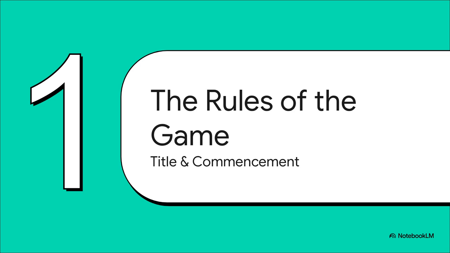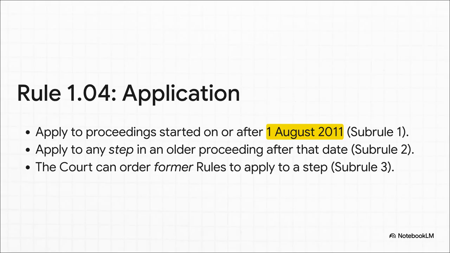And that leads us straight into how these rules actually apply. So let's talk about Rule 1.04. This is a big one. It's all about when these rules apply. Now, Subrule 1 is easy. If your case started on or after August 1st, 2011, you're using these rules. No problem. But hang on, Subrule 2 is where you can get tripped up. For cases that started before that date, the new rules apply to any, and this is the key word, step you take after that date. And then get this, Subrule 3 gives the court a get-out-of-jail-free card. The court can say, you know what, for this particular step, let's use the old rules. This tells you something huge right from the get-go. The court loves its discretion.